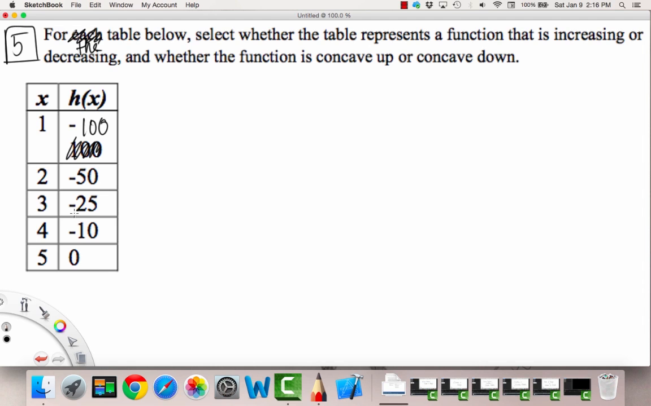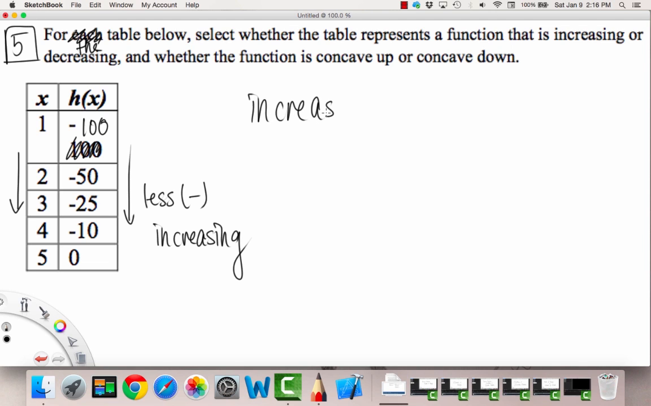We see that as the x values increase, our h of x is becoming less negative. As we go down, we're becoming less negative, which means that our values are increasing. So we can say that the function is increasing. And then we have to determine, is the function concave up or concave down? And how do we determine that?